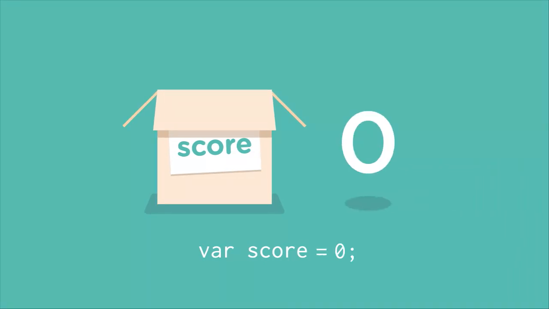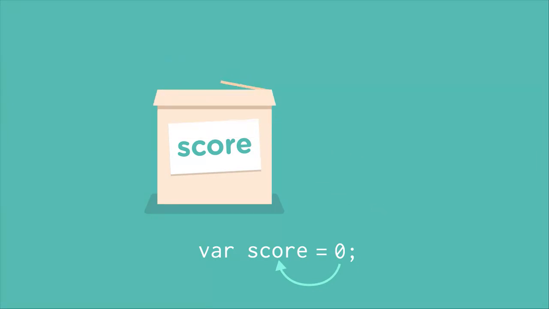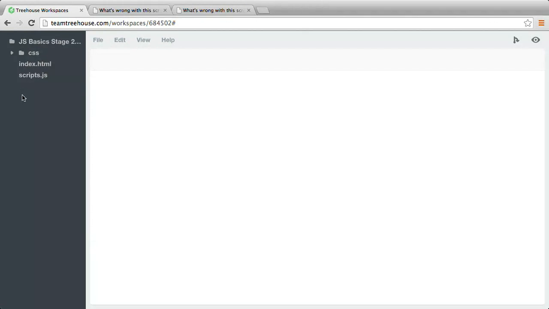Using the equal sign, you can insert a value into a variable. Var score equals 0. The equal sign tells the JavaScript interpreter to put whatever's on the right side into the name on the left side. In this example, put 0 into score. When we place something in a variable, we call that assigning a value to the variable. Let's create and use a variable.